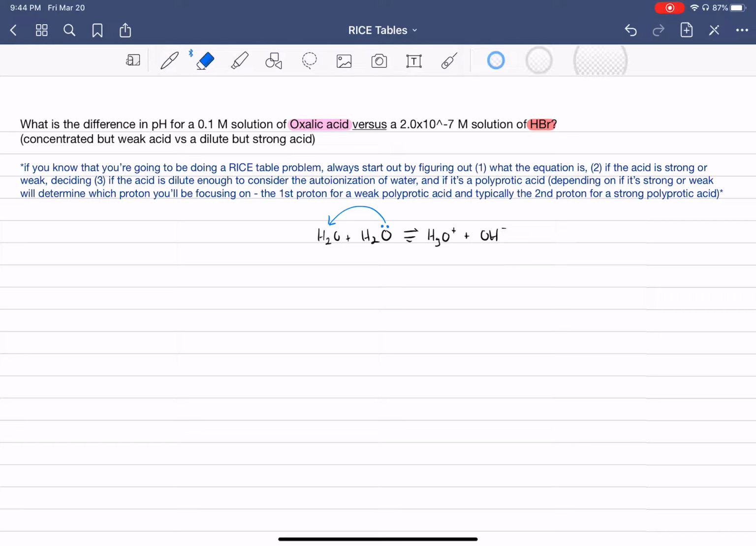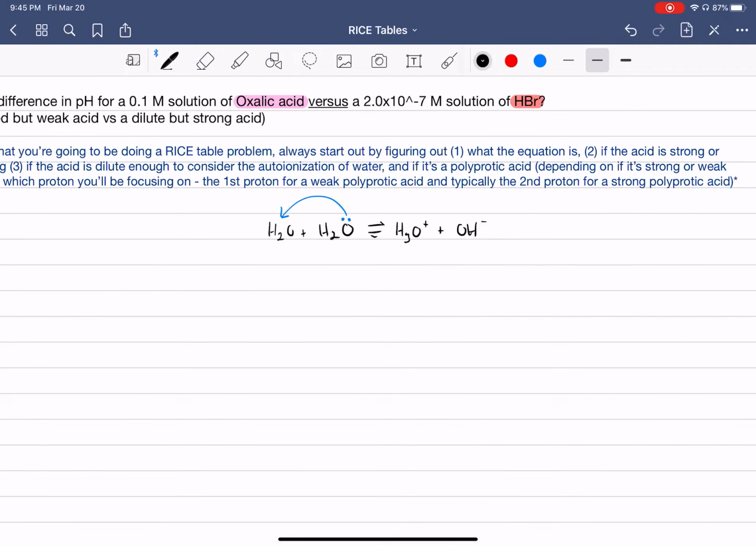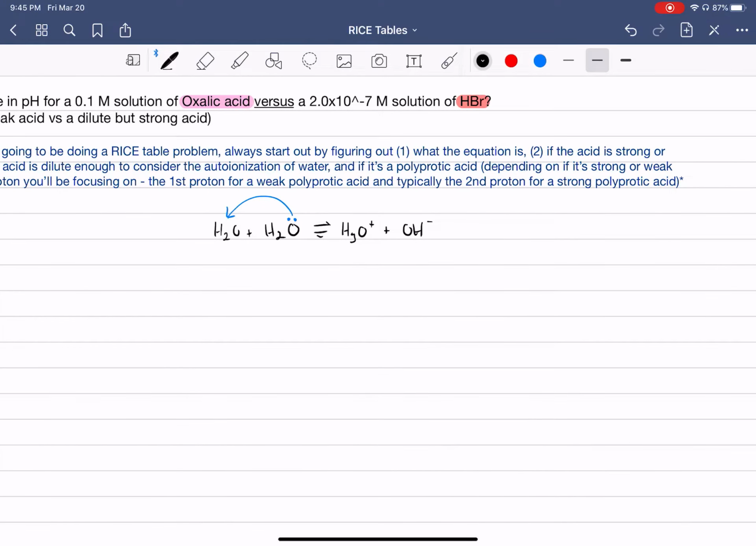Now, most of the time, we ignore this if our solution is concentrated enough. For example, if our solution was 0.1 molar, and this is of oxalic acid, we are going to ignore it in that situation. But in this situation where we have only 2.0 times 10 to the negative 7th molar of HBr, that's such a small concentration that the auto-ionization of water is going to make a difference. And how do we know that? Because we know that the Kw value equals 1 times 10 to the negative 14th.